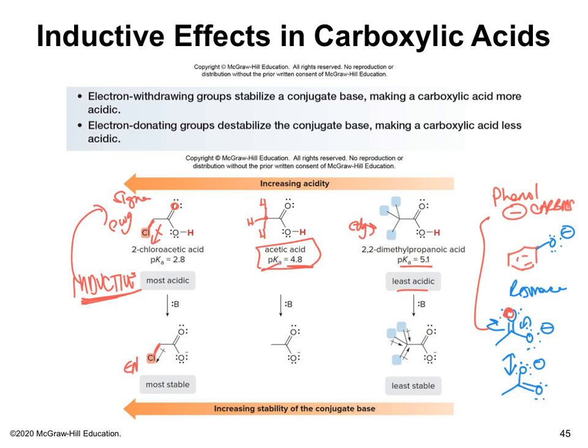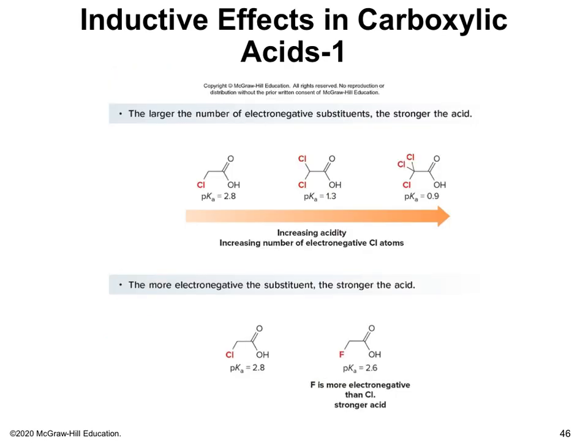And usually you get about 3 bonds. After 3 bonds away from the negative charge, so here's the negative charge, you have 1 bond, 2 bonds, 3 bonds from the negative charge. So this electronegative element, Cl, is stabilizing that negative charge. The more electronegative elements you have on this carbon, the more stabilizing of the conjugate base it will be. So this is what this is demonstrating here. Here we have 3 electronegative chlorines that are 3 bonds away. 1, 2, 3. And so that has a pKa of 0.9.